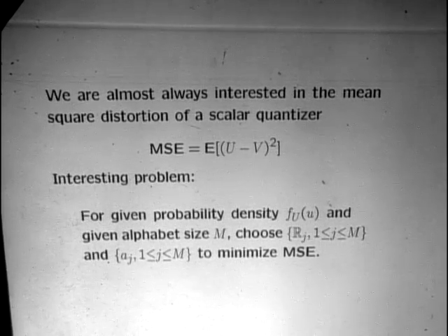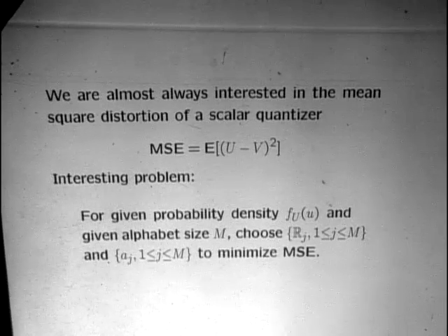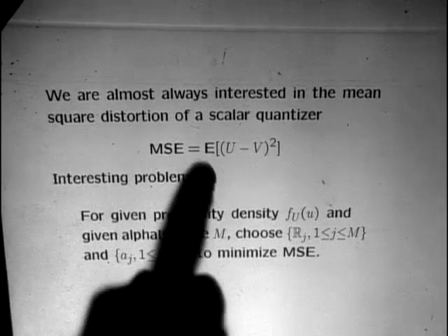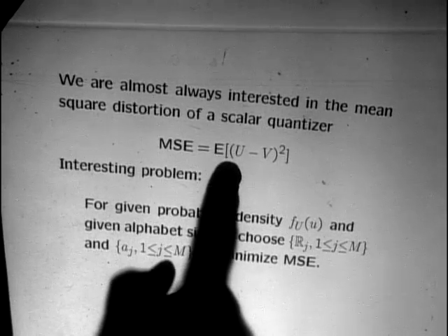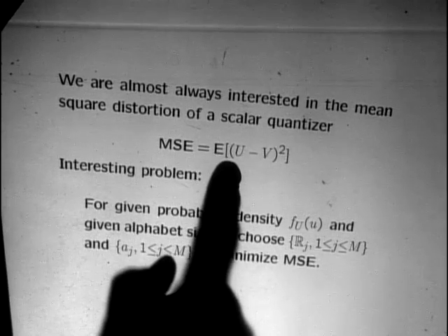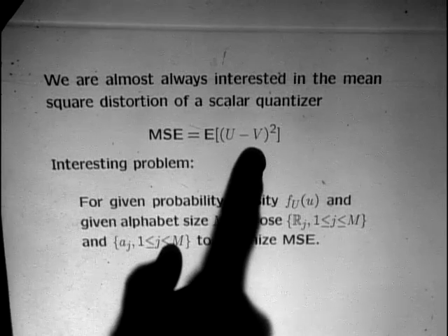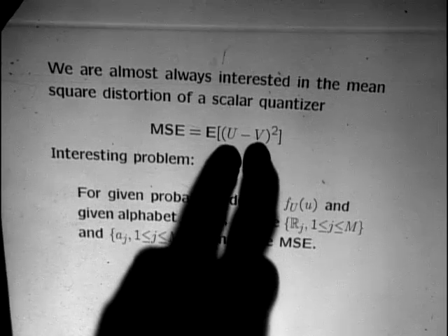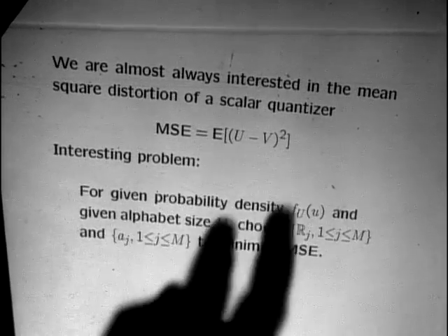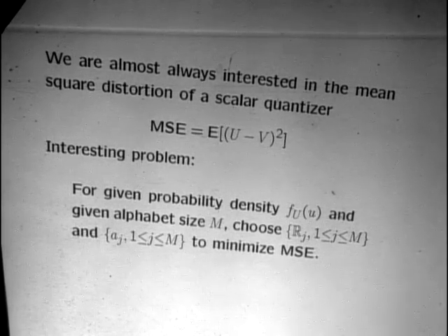Anyway, we're almost always interested in the mean squared error, or the mean squared distortion, MSD or MSE, which is the expected value of (u minus v) squared. U is this real valued random variable. V is the discrete random variable into which it maps. We have the distortion between u and v, which is u minus v. We now have the expected value of that squared distortion.